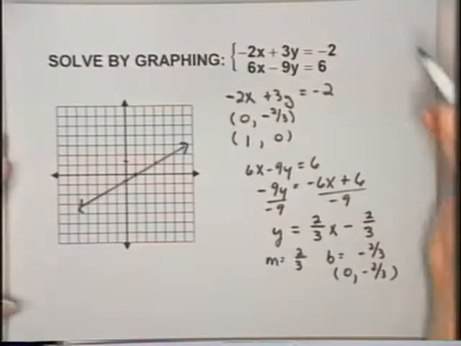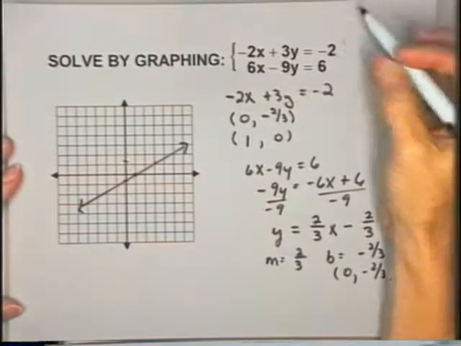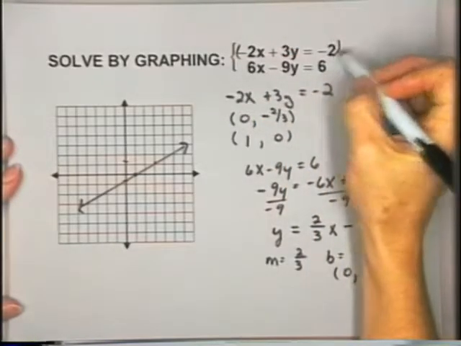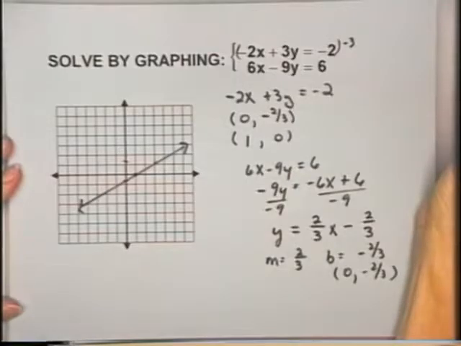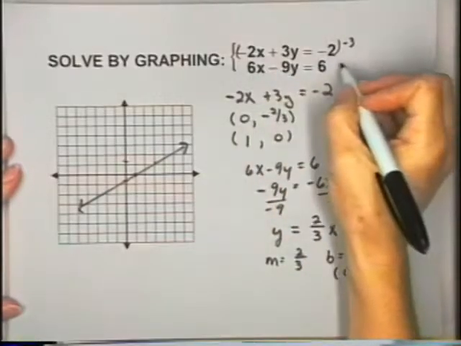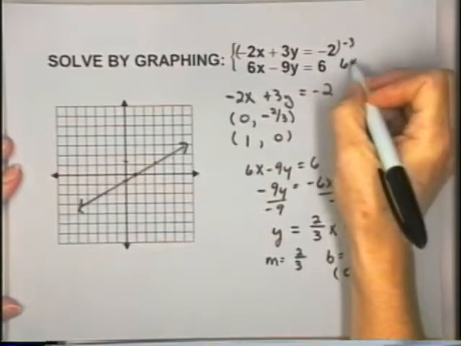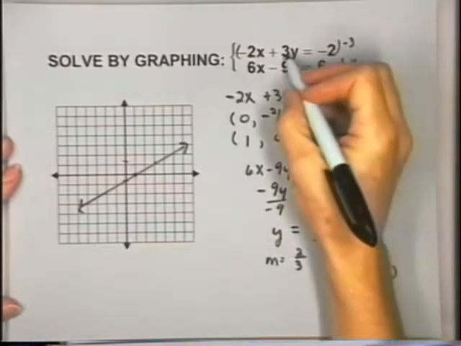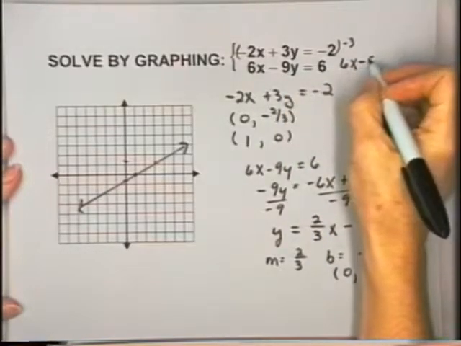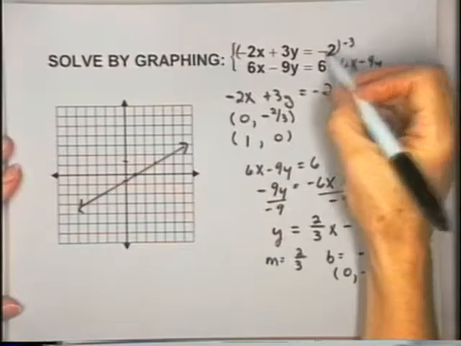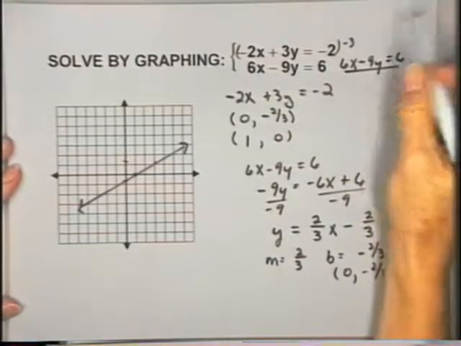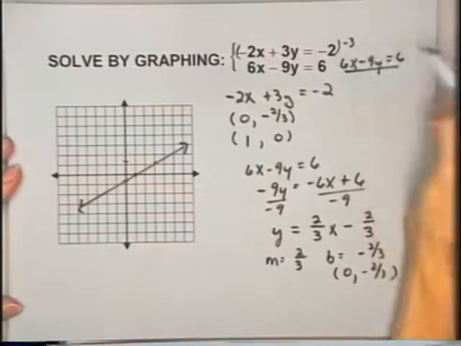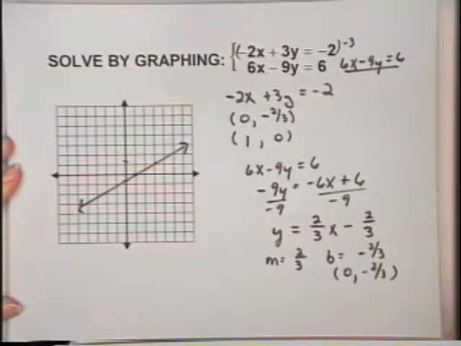In fact, if you notice up here, if I were to multiply this first equation on both sides by negative 3, what would happen? Negative 3 times negative 2x is a positive 6x. Negative 3 times a positive 3y would be a negative 9y. And negative 3 times negative 2 would give me a positive 6. So notice that this second equation is simply a multiple of the first equation.